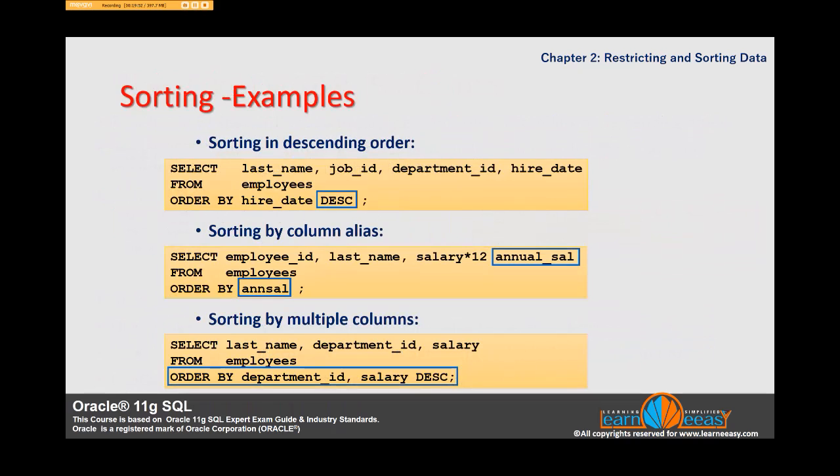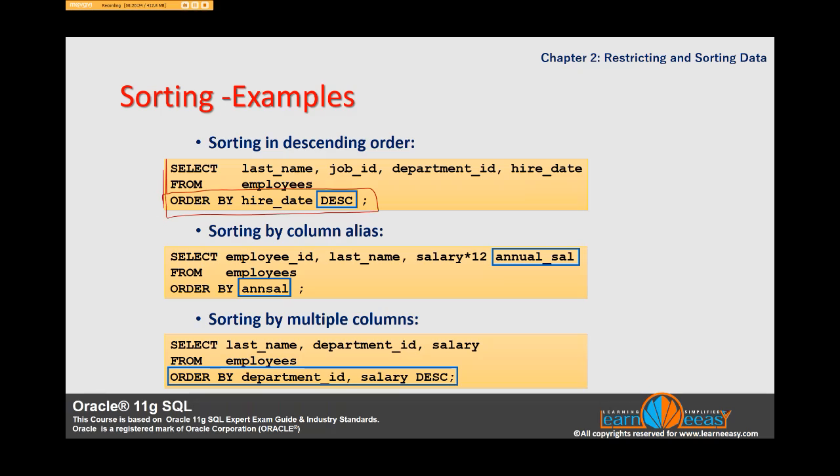Here are some examples showing how to use the ORDER BY keyword in sorting. 1. Sorting in descending order. SELECT last_name, job_id, department_id, hire_date FROM employees ORDER BY hire_date DESC. To reverse the order in which rows are displayed, specify the DESC keyword after the column name in the ORDER BY clause. The slide example sorts the result by the most recently hired employee.